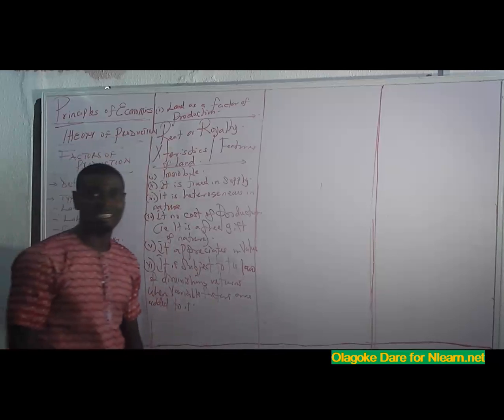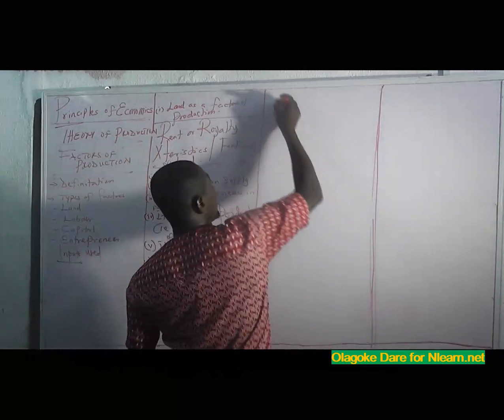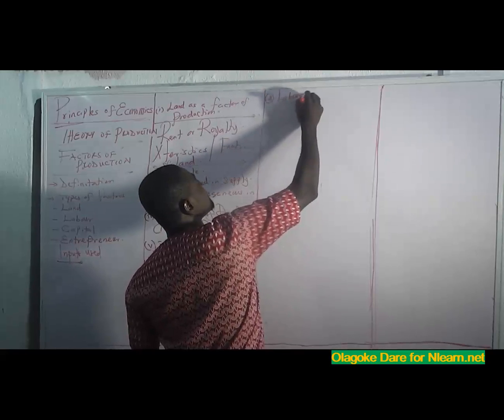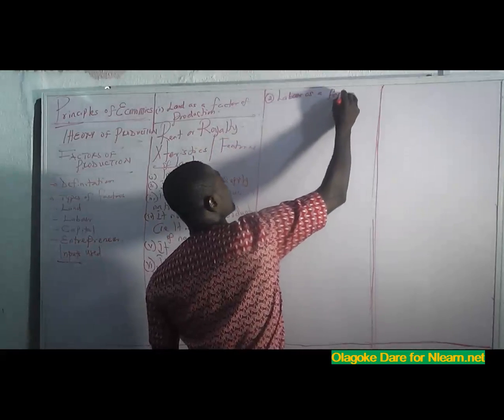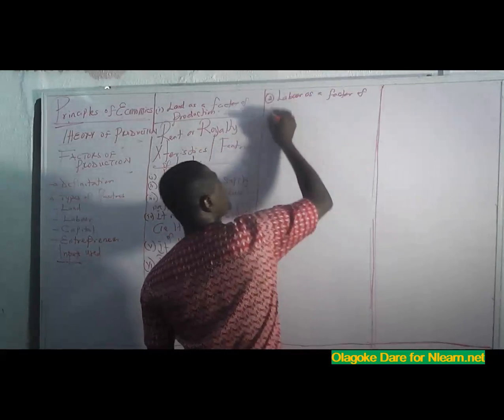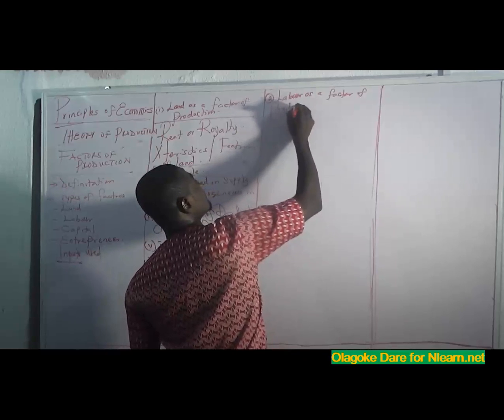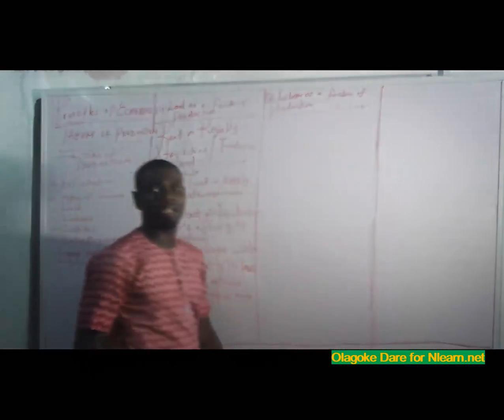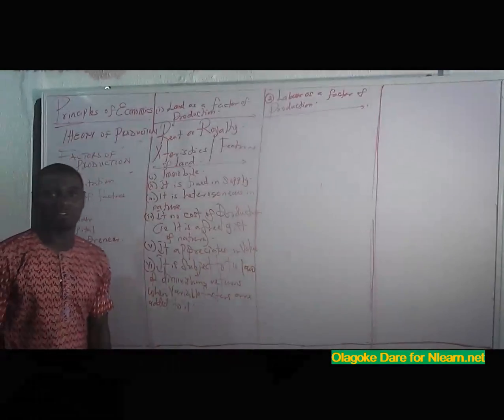So the next is labor. The next, which is number 2, is labor as a factor of production.